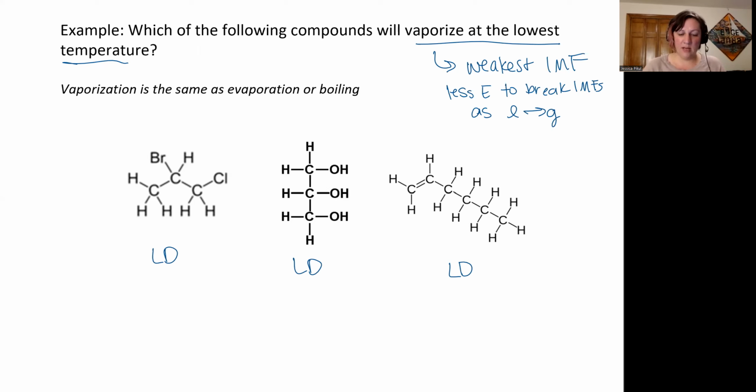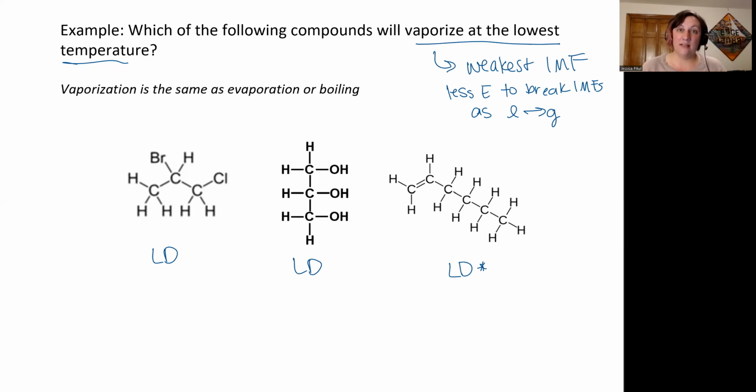If I was to compare them, I think the one with more carbons might have the strongest London dispersion forces, although the bromine is a pretty big atom compared to carbon. So maybe that one is. It's hard to tell, right? So for a lot of this, it's kind of gray area. So I don't try to get too detailed in my comparison.